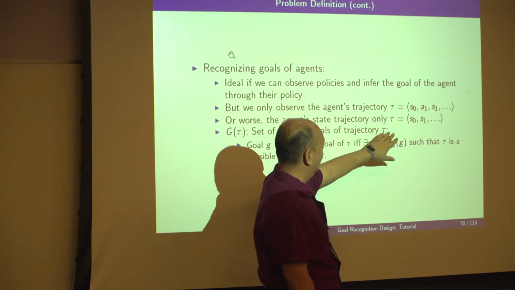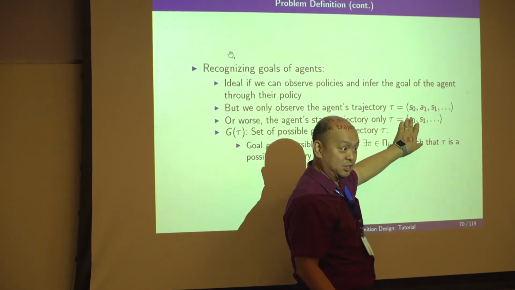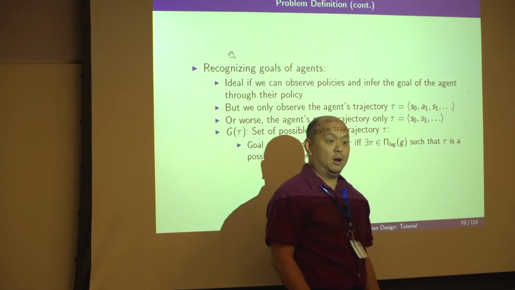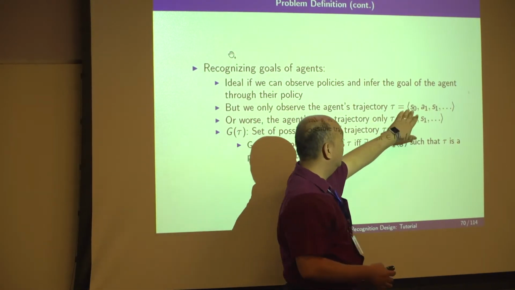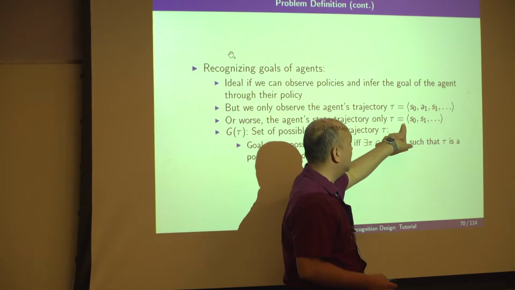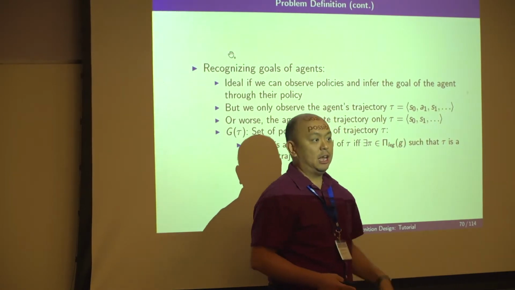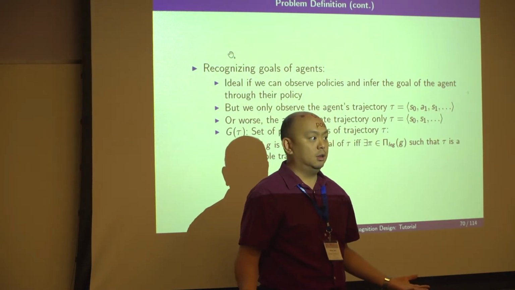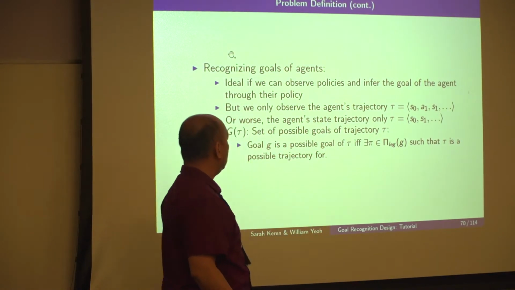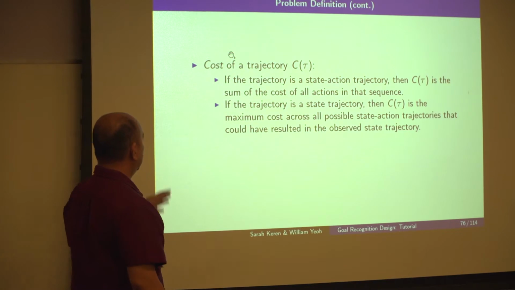If the trajectory is something like this, where you just see the states, S0, S1, S2, S3, S4, now this is a little bit more ambiguous, because essentially there might be multiple state-action trajectories that could result in this trajectory. So then you want to take the maximum over all possible such trajectories. It's the worst case, right? So then that's the cost of the trajectory.